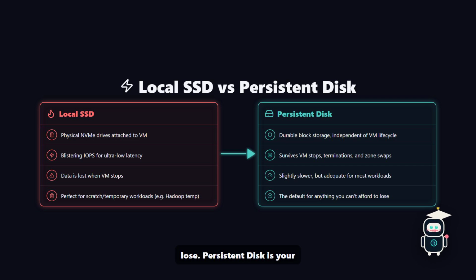Persistent disk is your safe, durable block storage, a bit slower, but it hangs around through stops, terminations, and zone swaps. Choose local SSD when you need raw speed and can rebuild data. Choose persistent disk for everything else.